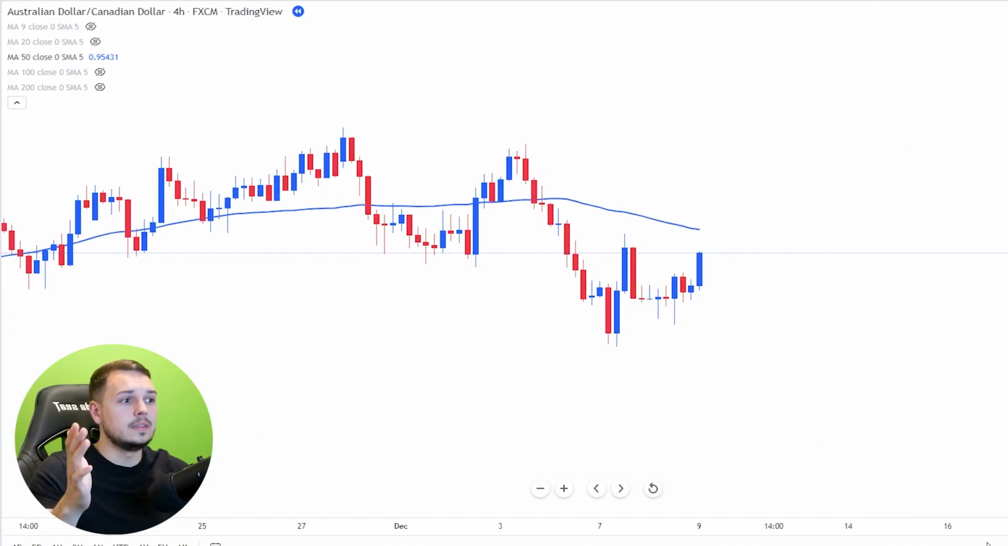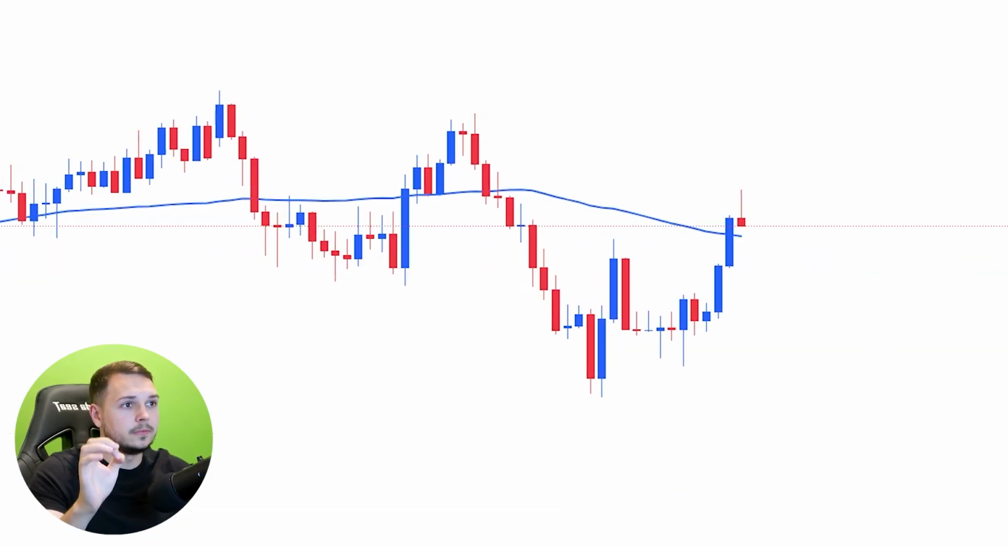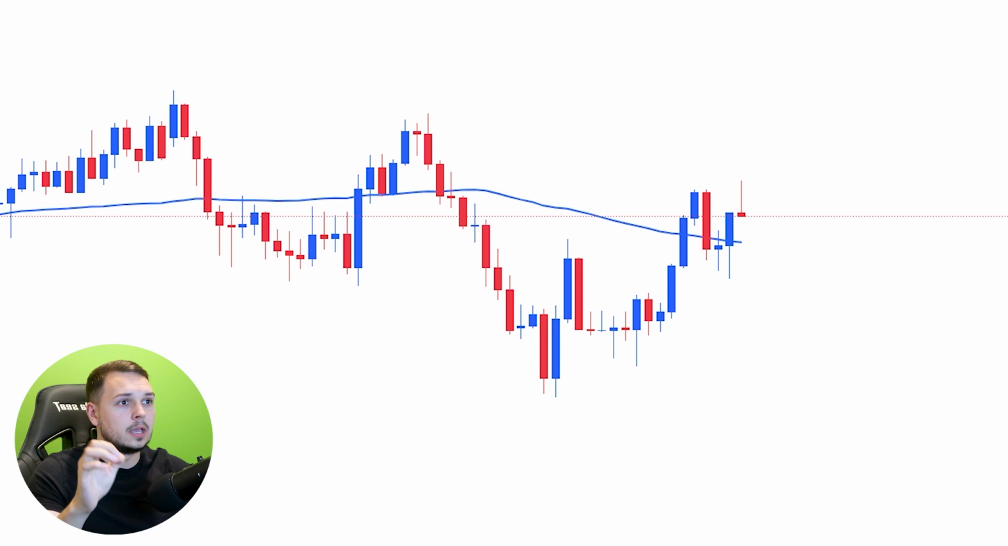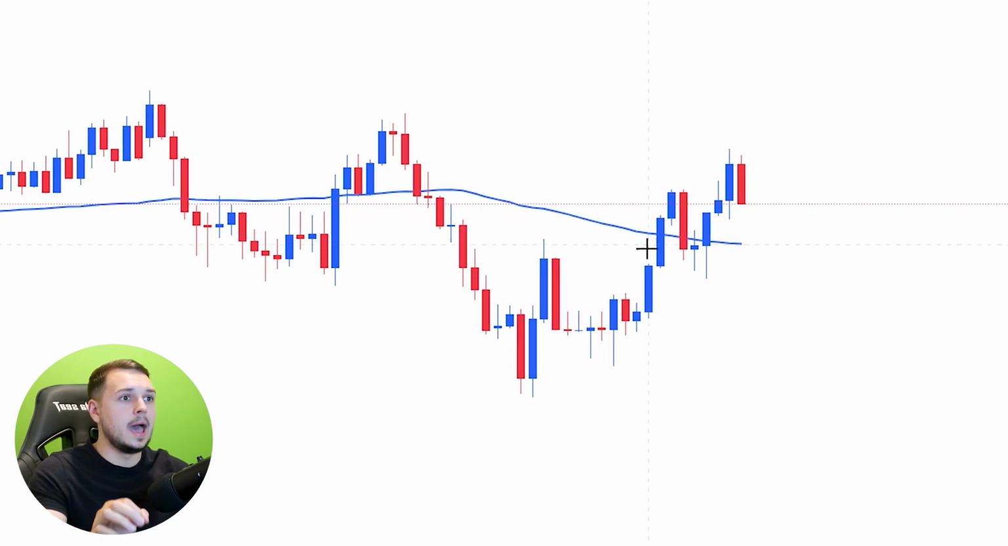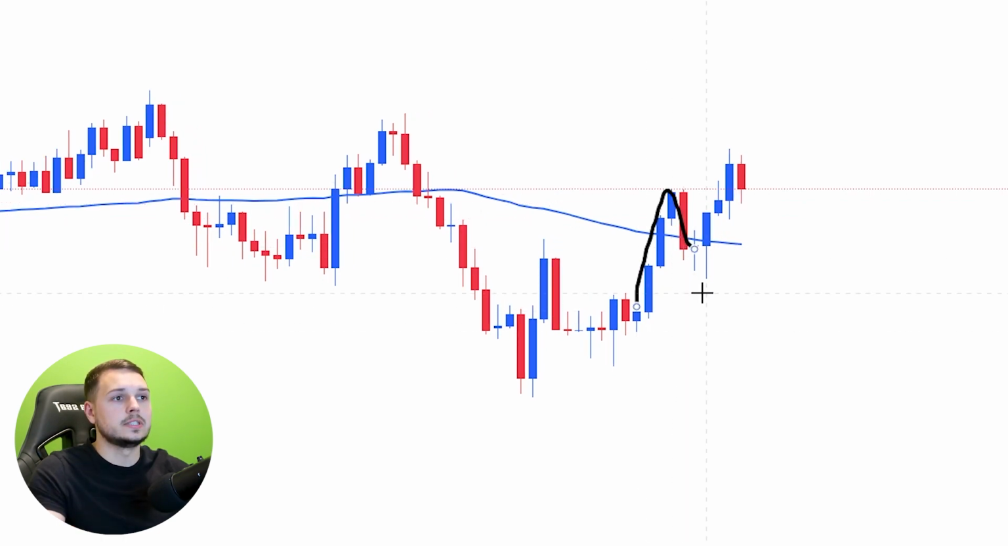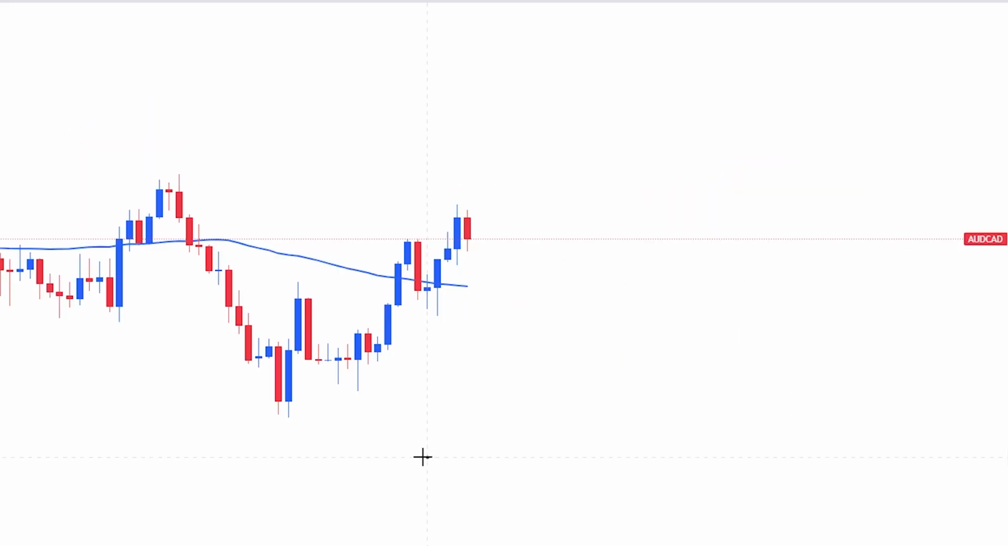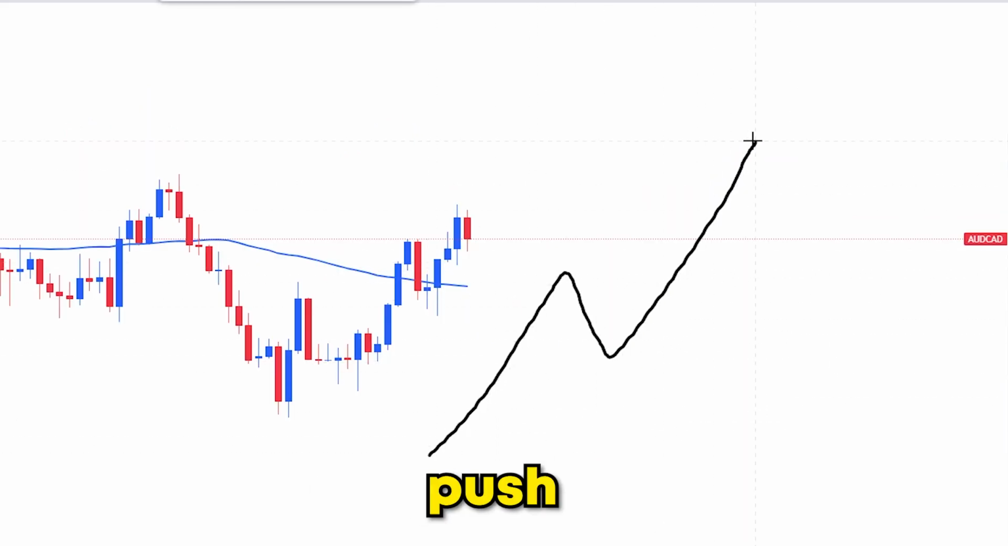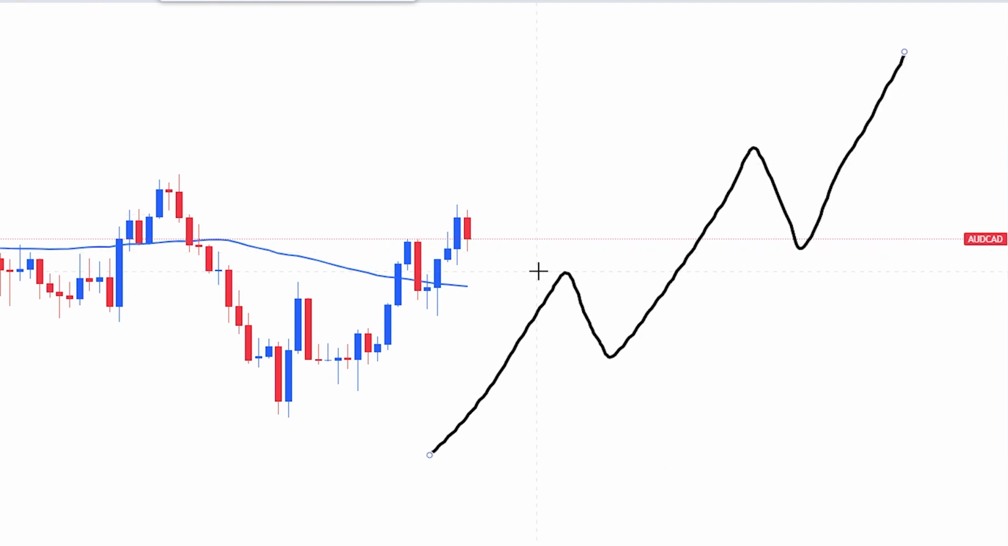So let's just zoom in and see what actually happens. We are waiting for a break. We get our break of the moving average. It did have a nice push exhaustion scenario before it continues to push towards the upside. That's the way the markets move. Push, exhaustion, push, exhaustion, push, right? Every time the markets come back to the previous area of sensitivity before continuing its push towards the upside.